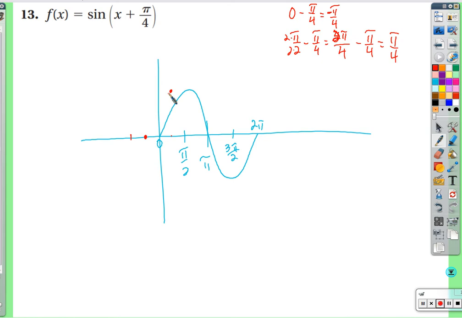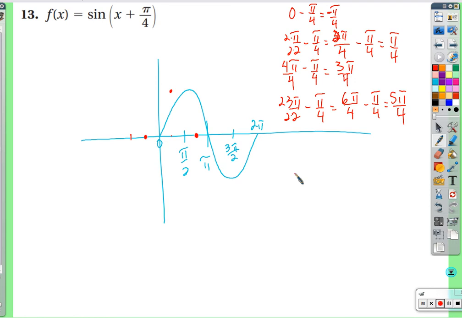Alright, so we move this one over, and we're going to move this one over, pi minus pi over 4. Get a common denominator, 4 pi over 4 minus pi over 4 is 3 pi over 4. There's pi over 2, 3 pi over 4 would be right here. And move this guy over, 3 pi over 2, move it to the left. Multiply by 2, multiply by 2, 6 pi over 4, minus pi over 4 is 5 pi over 4. 5 pi over 4 is right here between pi and 3 pi over 2. It's going to be down here, the minimum.